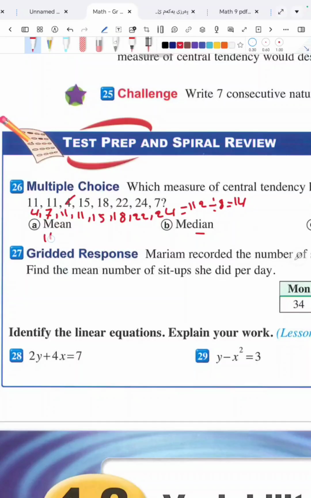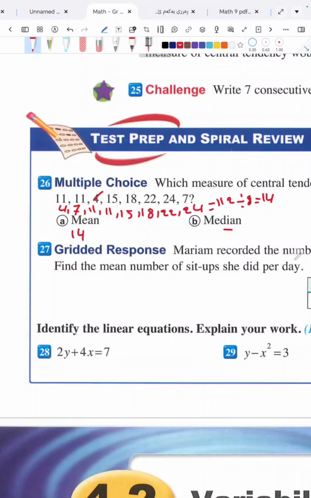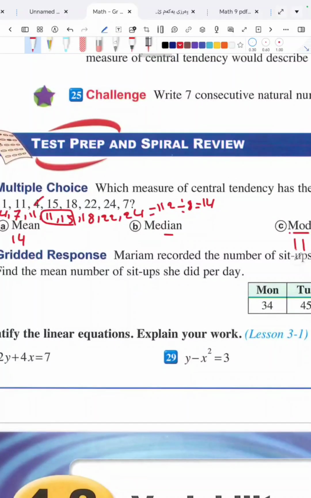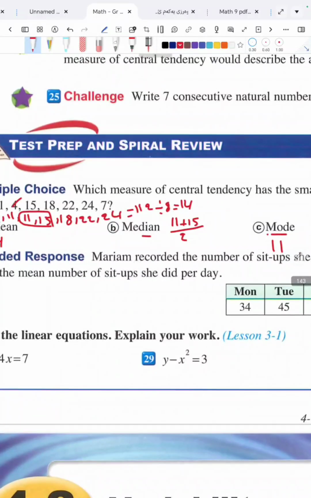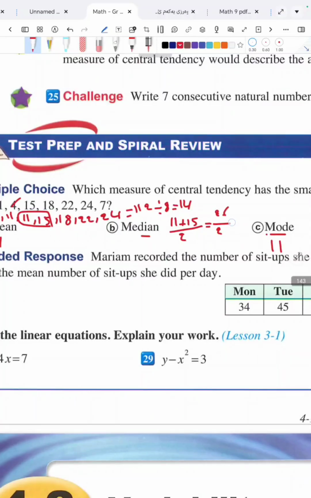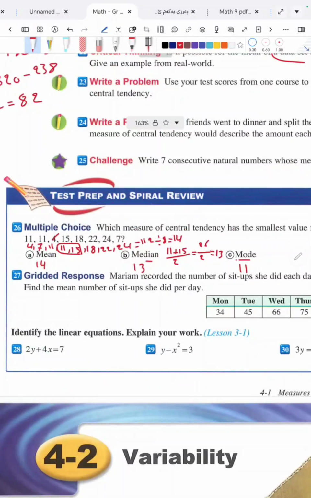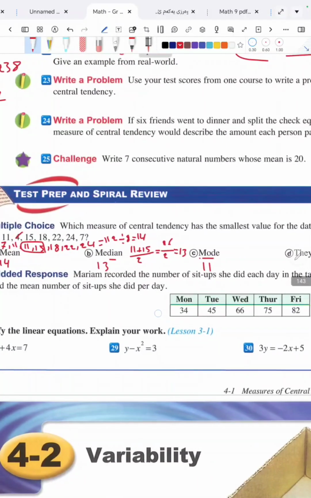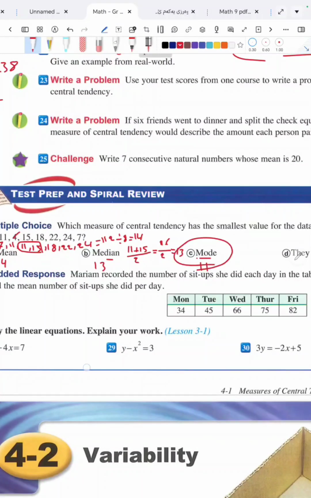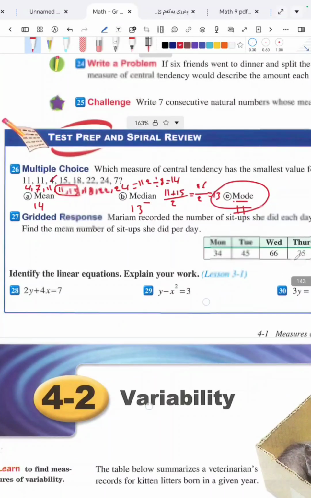So mean equals 14. For median, order them, then choose the middle ones, which are 11 and 15. Add them, 11 plus 15 divided by 2 equals 26 divided by 2, which equals 13. So median is 13, mean is 14, and mode is 11. Which one has the smallest value? Of course, mode.